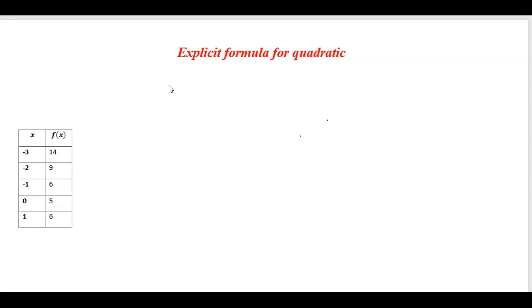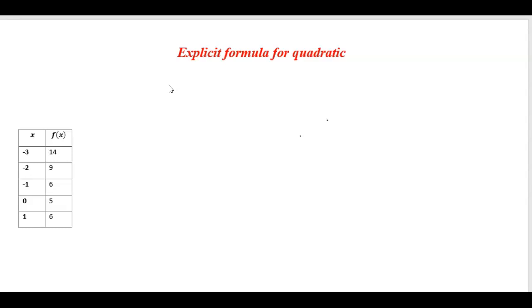In today's video, we will write an explicit formula for quadratic functions, for quadratic tables. Explicit formula for quadratic tables. Now, let's begin with this example here.